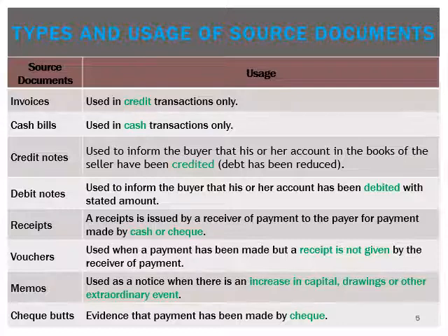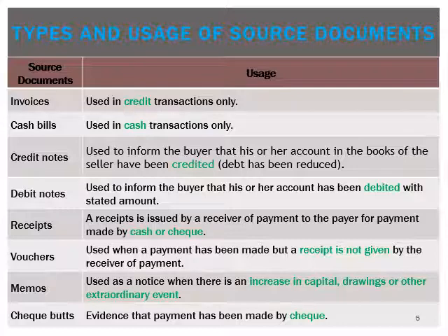These invoices are used in credit transactions only. Cash bill is used in cash transactions only. Credit notes are used to inform the buyer that his or her account in the books of the seller has been credited, which means debt has been reduced. Debit notes are used to inform the buyer that his or her account has been debited with the stated amount.